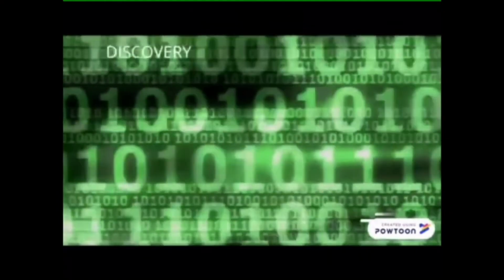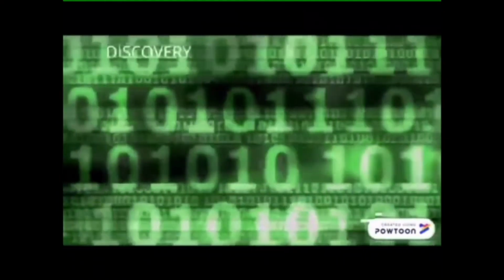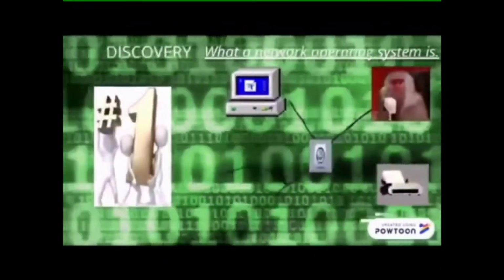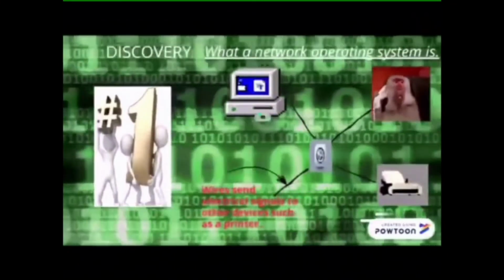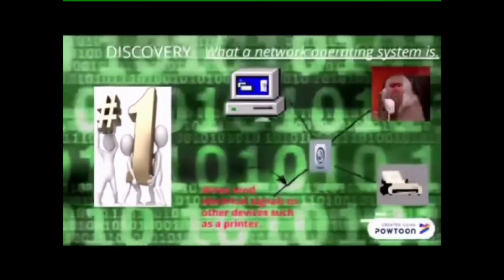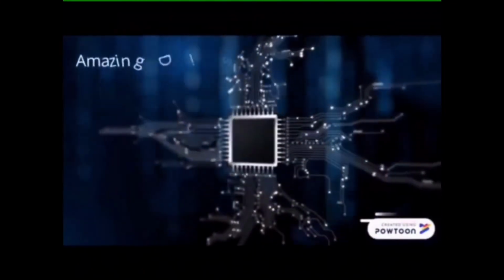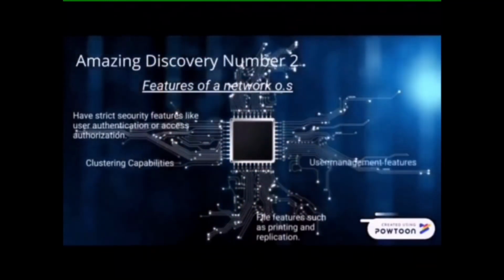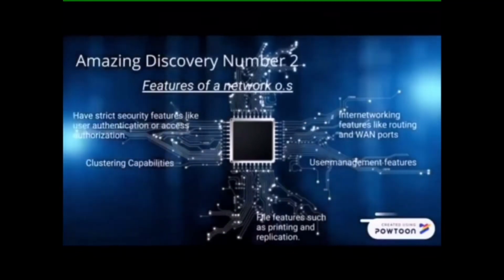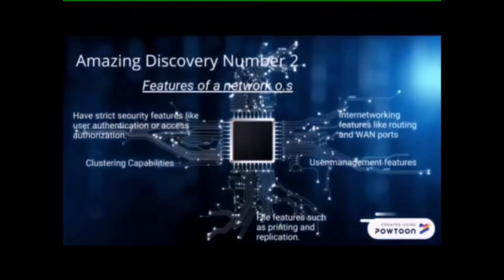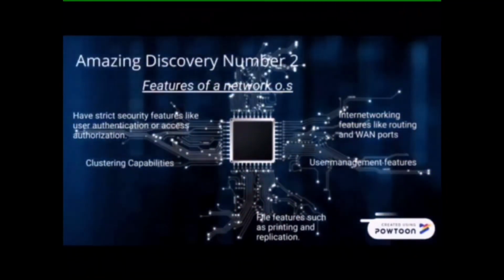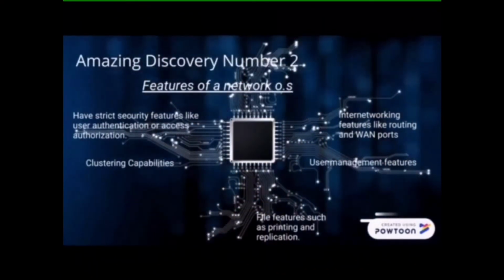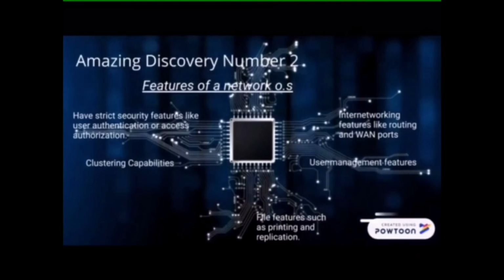Discovery number 1. What a network operating system is. A network operating system sends electrical signals to other devices such as a printer, mouse, or a keyboard and tells them to perform specific tasks. Discovery number 2. Features of a network operating system. These include having strict security features like user authentication or access authorization, clustering capabilities, file features such as printing or replication, user management features, and last but not least, internetworking features like routing and WAN ports.